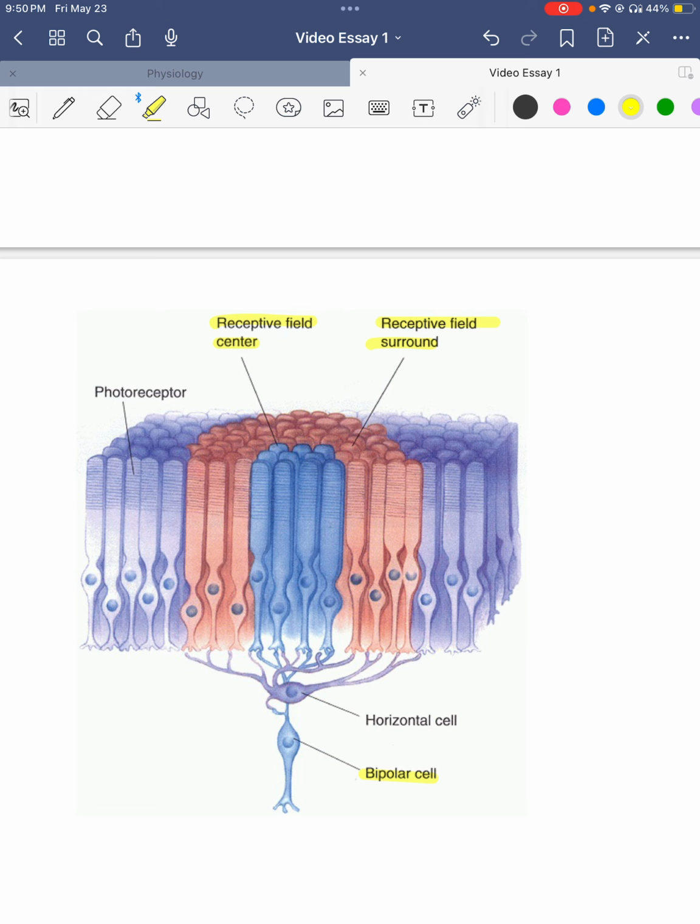Horizontal cells receive glutamate. Here's a horizontal cell. They receive glutamate from surround photoreceptors and release GABA onto the center photoreceptor, reducing its glutamate output. This amplifies the contrast, so light in the center and dark in the surround makes for a stronger signal.